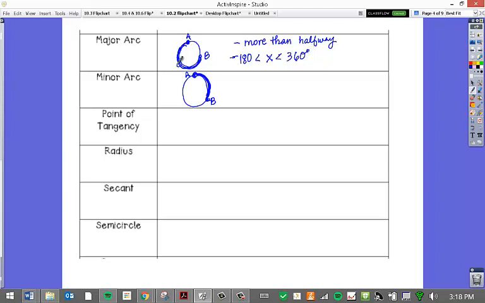So we name major arcs with 3 letters. So this would be arc A, C, B. So the order of the letters is super important. It tells you which direction you go. You start at A, then you go to C, and then you go to B. So we have to use 3 letters to name a major arc. A minor arc is less than halfway around the circle.